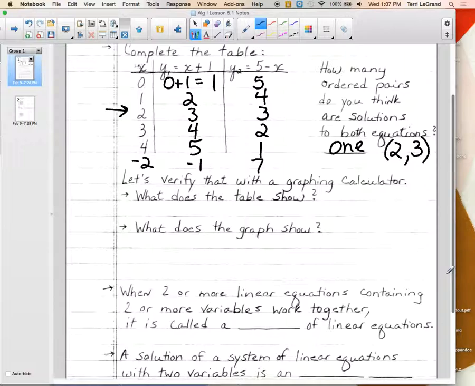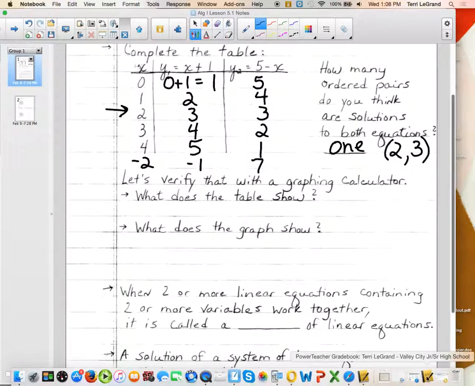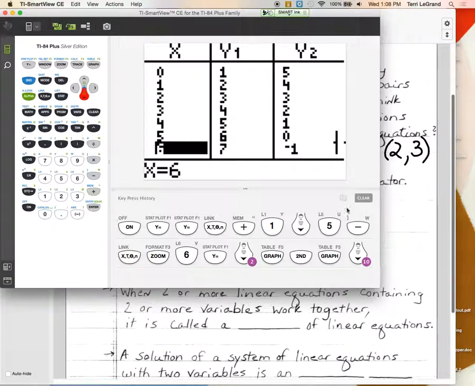I gotta see if I still have my graphing calculator open here. Only ever found that 2, 3. So what do you think? Do you think that's what they're going to do? They're going to cross at 2, 3? Okay, so we have 2 lines on a graph, and you think they're going to cross at 2, 3?